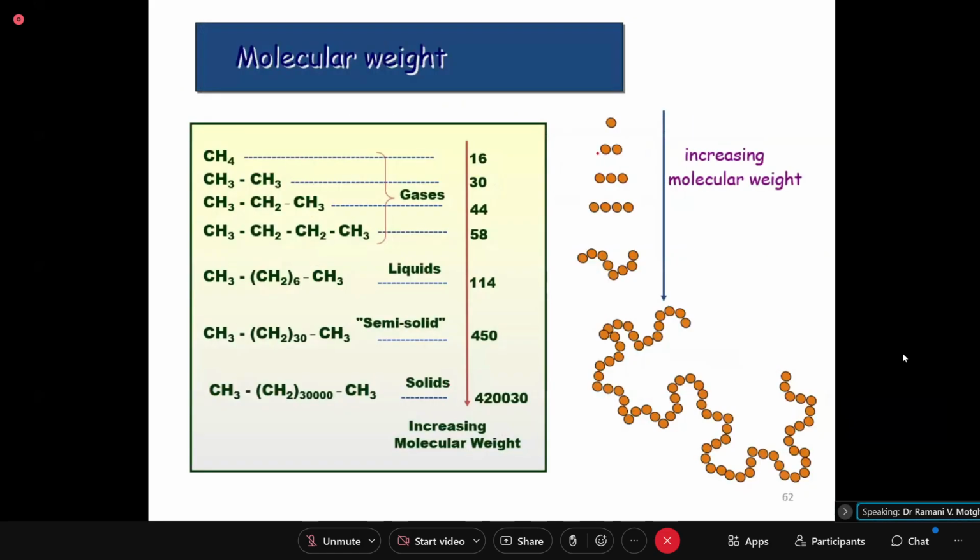Then coming to the molecular weight, as the molecular weight increases, the nature of your material goes on changing. Like your methane is gaseous, then ethane is also gaseous. Then as you go ahead, you get petroleum ether, then your gasoline, and then kerosene, solvent naphtha, then heavy oil, and then finally after heavy oil, asphalt or coke is there.